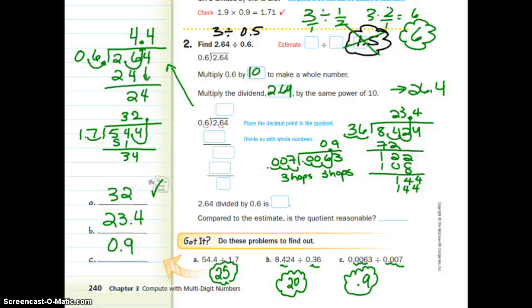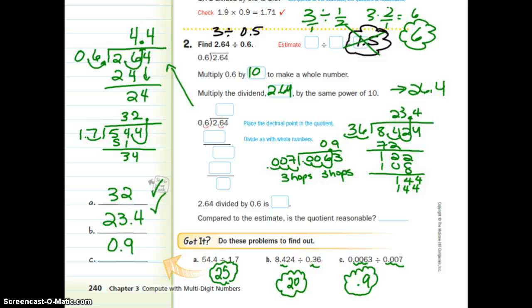Number B, I have 8.424 divided by 0.36. I did my bunny hops first, just on the problem, just so I could look at it. So I said 40 goes into 820 times. So again, I said 20 as my estimate and got 23.4. Great. And number C was an easy problem.